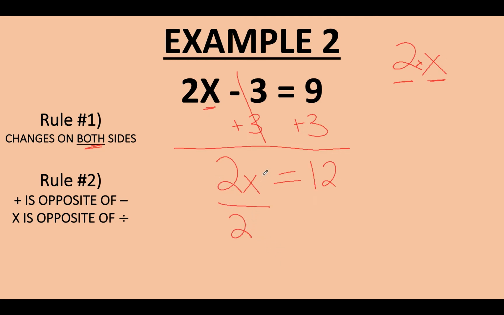Back to rule number 1, we have to make changes on both sides. So if I'm going to divide my left side by 2, that means I have to divide my right side by 2. Now, this 2 and 2 on the left side cancel each other out, so I'm only left with an x on the left side equals 12 divided by 2, which is 6, and that is our answer.